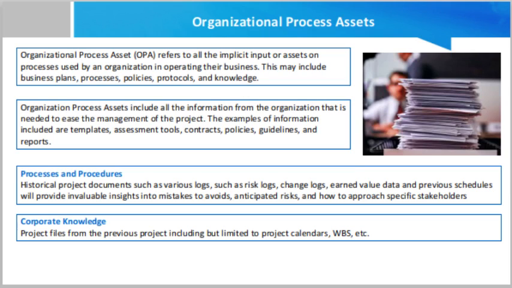Historical project documents such as various logs, like the risk log, change logs, earned value data, and previous schedules, will provide invaluable insights into mistakes to avoid, anticipated risks, and how to approach specific stakeholders. Historical information such as cost estimates provides a starting point for your current project budget. A budget template or previous project schedule template provides a good point of departure.